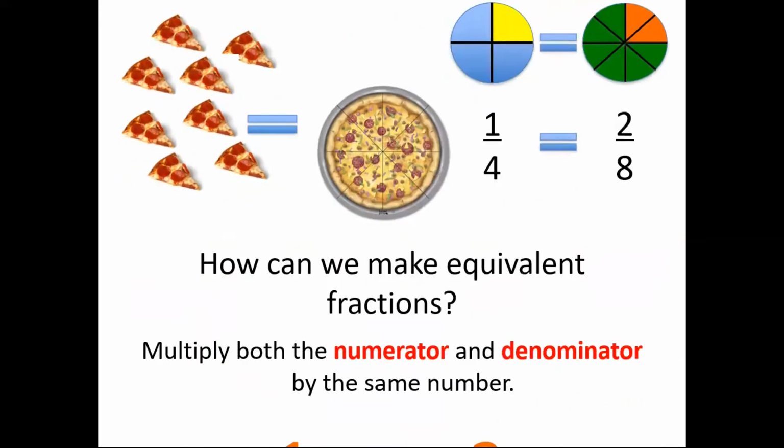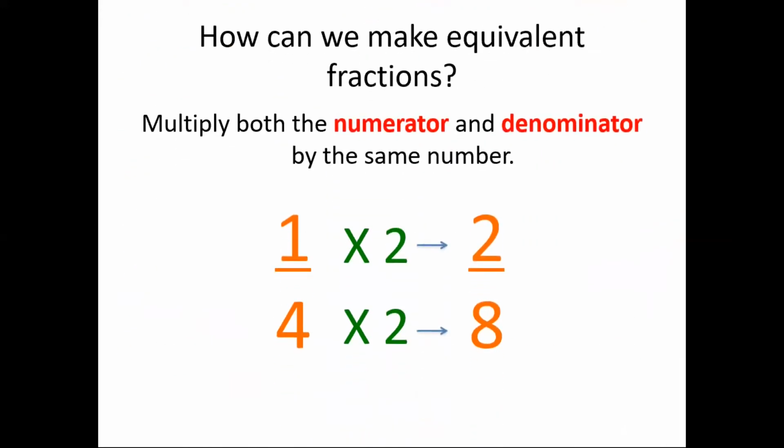So here, how can we make an equivalent fraction? By multiplying both the numerator and denominator by the same number. Like 1 out of 4: we multiply 1 by 2, we get 2, and multiply 4 by 2, we get 8. So 1 out of 4 equals 2 out of 8. Now 1 out of 4 is another form for 2 out of 8. So 1 out of 4 and 2 out of 8 are equivalent.